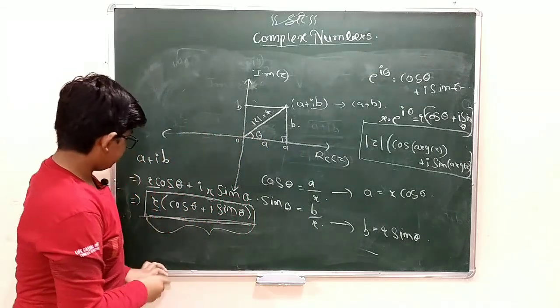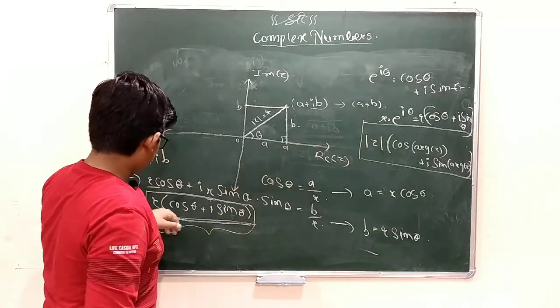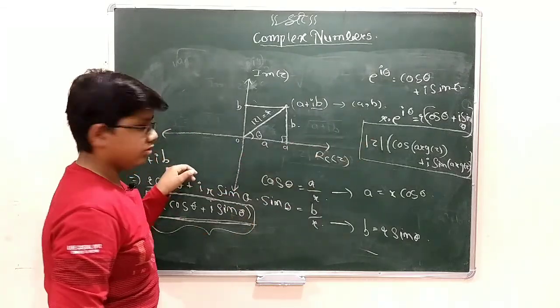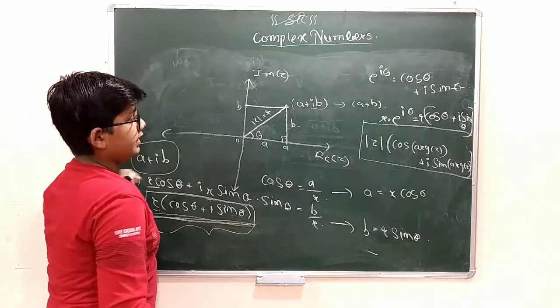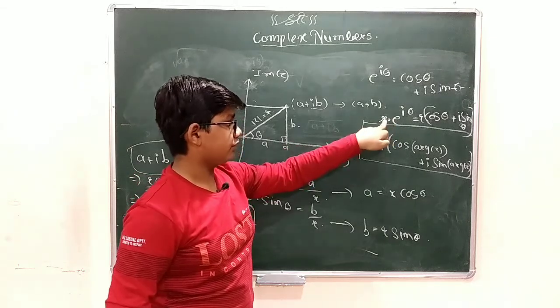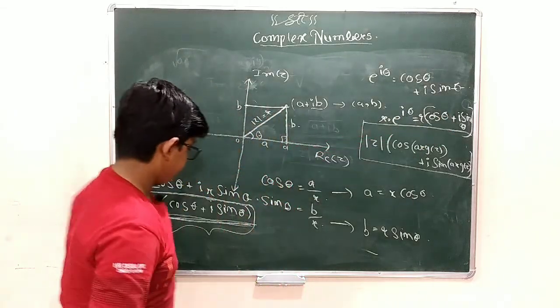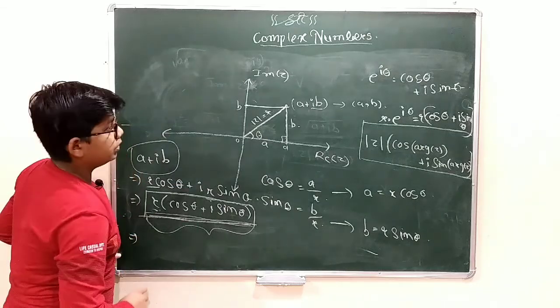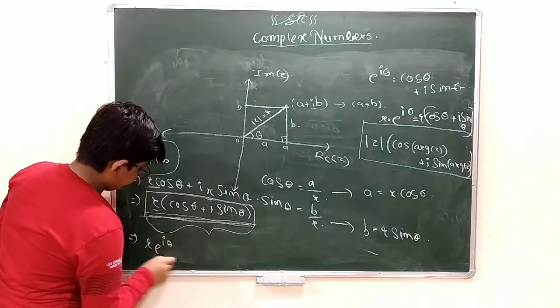Now we know these two formats, that is r into cos theta plus i sin theta, which is known as the trigonometric form, that is a plus ib is equal to this polar form. Next we have learned what the exponential form is, that is r into e to the power i theta is equal to r into cos theta plus i sin theta. Which means that we can simplify the polar form to r into e to the power i theta.